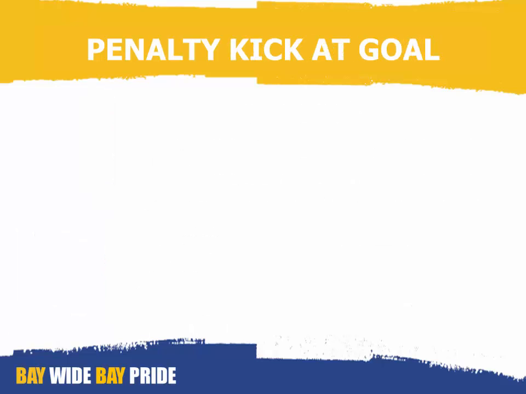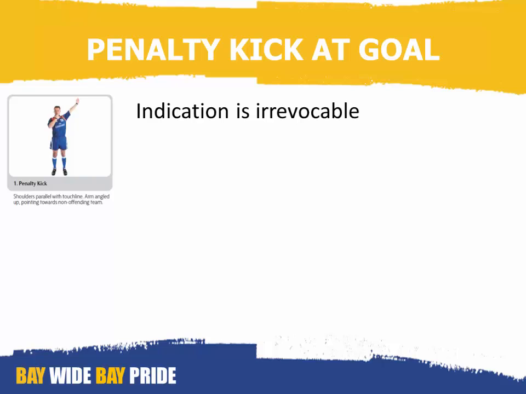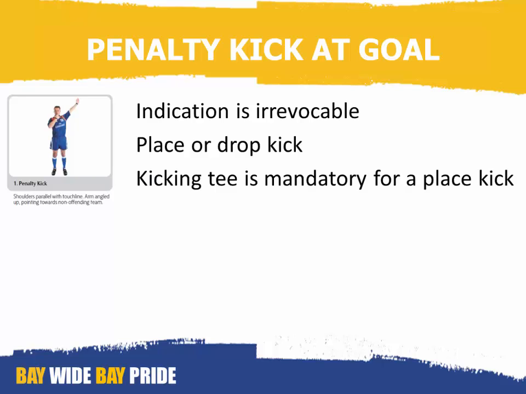Penalty kick at goal. If a player indicates that he's going to have a shot at goal, this indication is irrevocable. Note, if a team indicates to kick for goal and then doesn't, play restarts with a scrum, the opponent's throw-in. The kick at goal can be a place kick or a drop kick, but if they choose to use a place kick, then a kicking tee is mandatory.